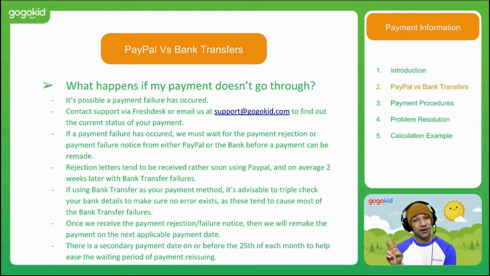There is a secondary payment date on or before the 25th of each month to ease the waiting time for teachers who have experienced a payment failure. If we receive the payment rejection letter before the payment rejection list has begun to be processed for financial review, then it will be added to that list. Otherwise, it will be sent out with the current month's payment on the 15th of the next month. This is another reason why we suggest teachers use PayPal as their preferred payment method, as there is less waiting time if things go south.